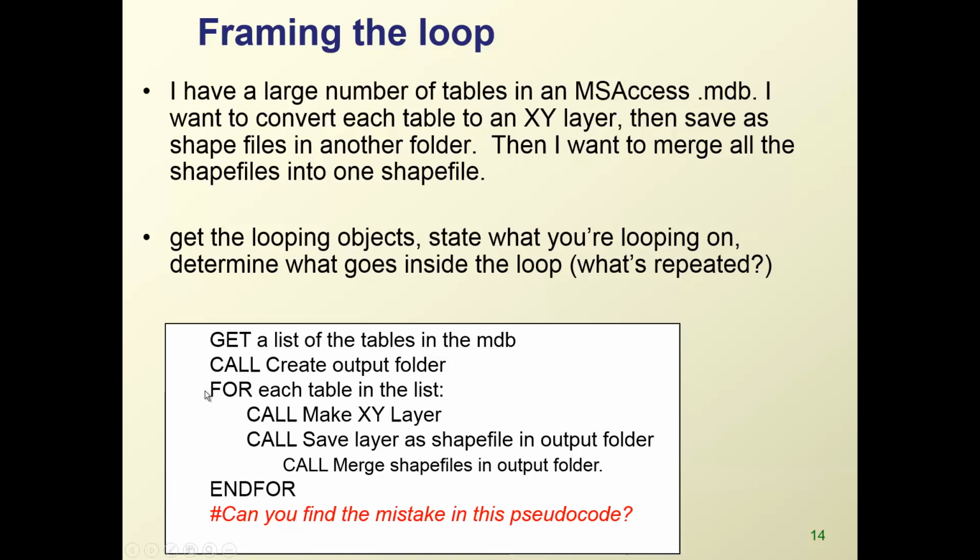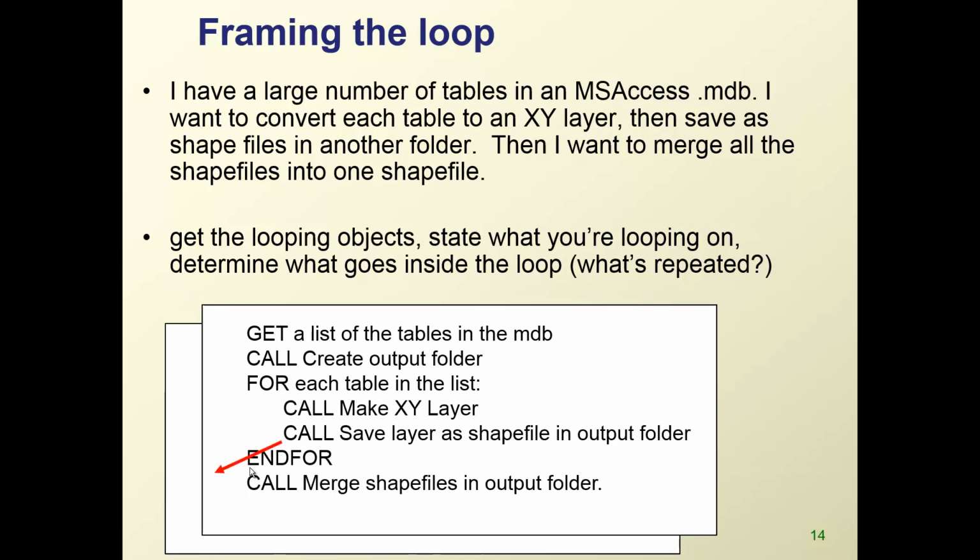Anyway, then you would go again, and you would get the second table, make it into a shapefile, and merge the first shapefile and the second shapefile. Then you would go again, make a third shapefile, merge the first, second, and third shapefile, and so forth, right? There's a lot of unnecessary merging going on there. So you would need to move that call out here. So call merge shapefiles in output folder, and that would be a much better solution to the problem.